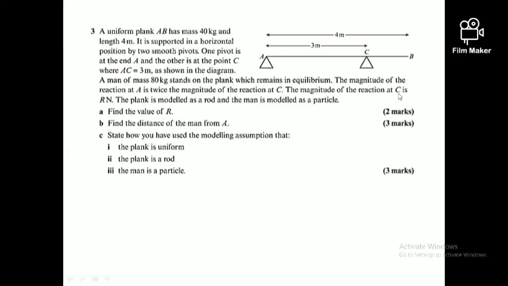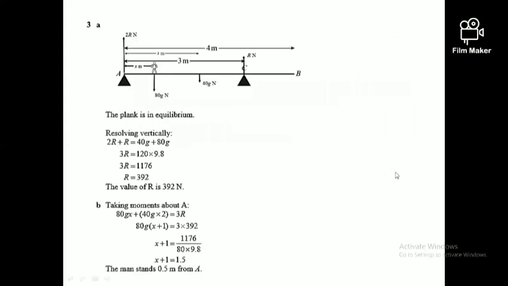The magnitude of the reaction at C is R newtons, so I can mark it as R and this value should be 2 times R. The plank is modeled as a rod and the man is modeled as a particle. Find the value for R. Let's go ahead with the answer.